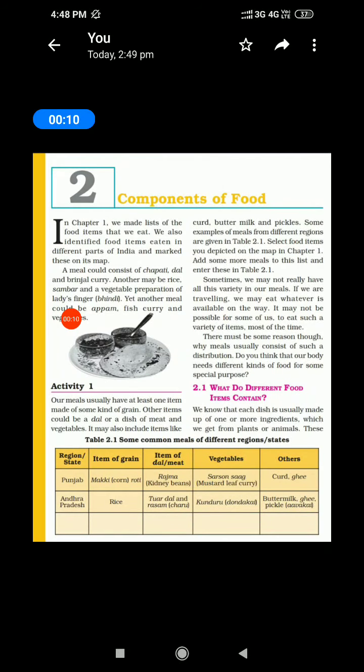I am Kalimagal. Now we will learn about the second chapter, components of food. Okay, now we will go to the chapter. First, food. What is food? Food gives us energy to our body.